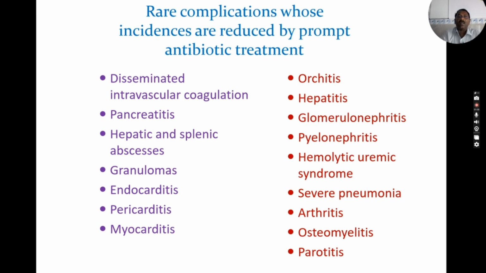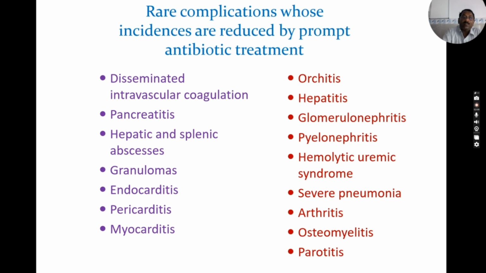So these are all rare complications whose incidences are reduced by the prompt antibiotic treatment. So we don't allow our patients to reach these stages. But in spite of that, when you are in the emergency department, sometimes you are supposed to see these cases. Because of fever of 15 days duration, 20 days duration, 1 month duration, there you have to think of the 3rd week or the 4th week complications of typhoid, like all the complications I told you. Along with those complications, these are also there.